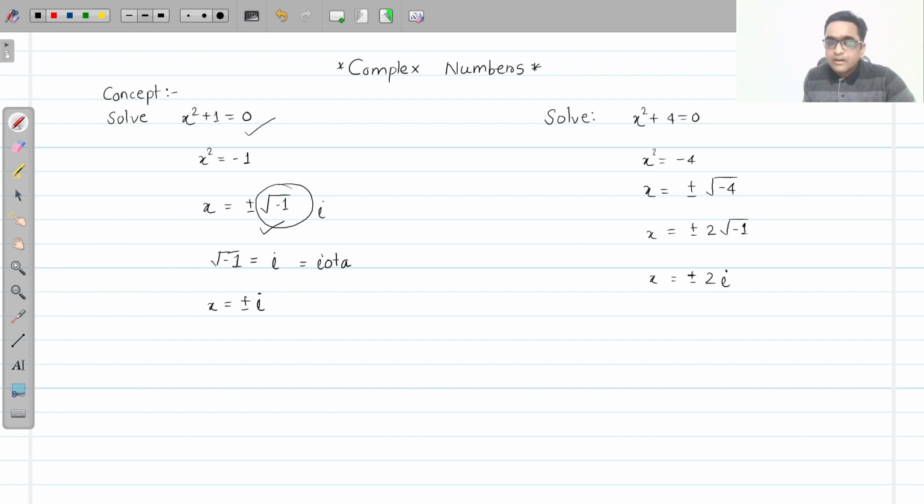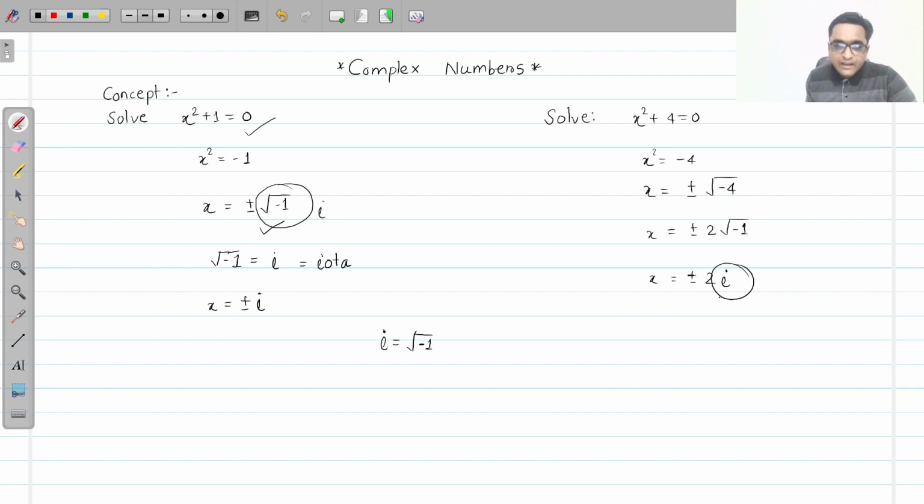Now our answer of x square plus 4 is equal to 0 is x is equal to plus 2i, minus 2i. Simply this i number is solving our problem. What we have taken, i is equal to under root of minus 1.